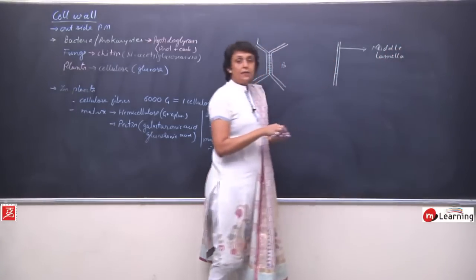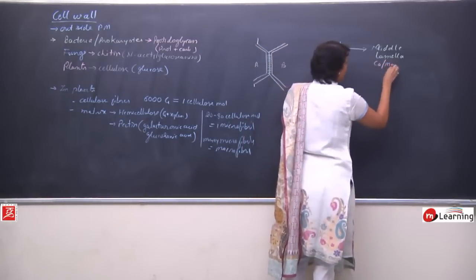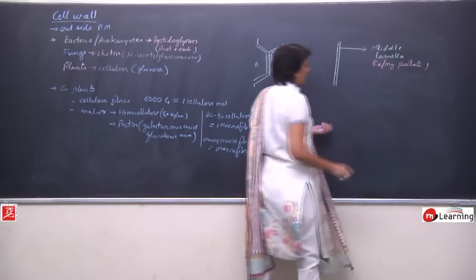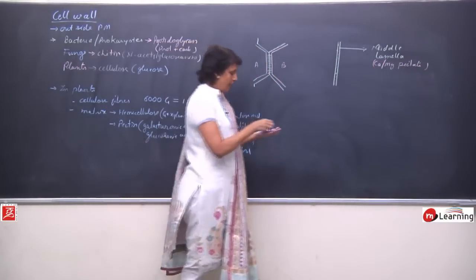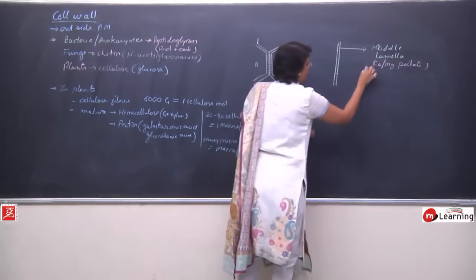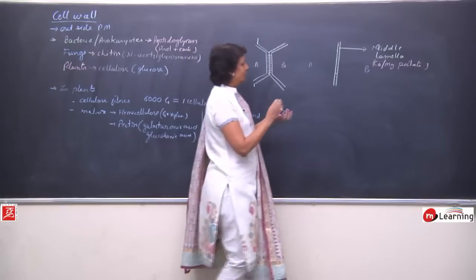Middle lamella is made up of calcium or magnesium pectate. We will talk about this a little later again. Now, we are talking of two cells, cell A and cell B. So, between the two there is this one middle lamella.